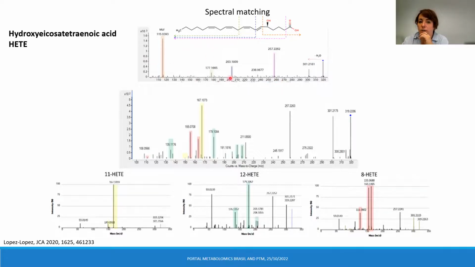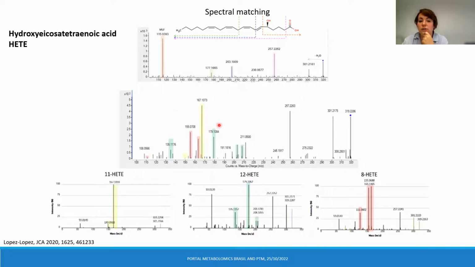We can have a quite clean spectrum where different fragments are present corresponding to different bits of the molecule, but it depends on the position of the hydroxyl group. We can have different isoforms. It might be 11, 12, 8, 5, and it's quite important to determine exactly which form we are dealing with, because they are formed through different enzymatic systems, and therefore the interpretation of the data will be different.